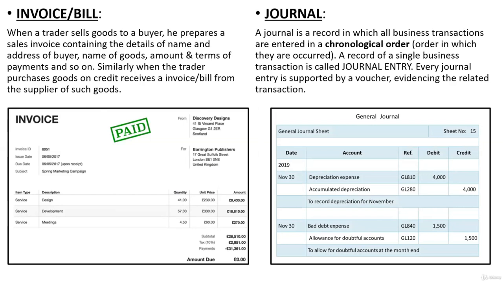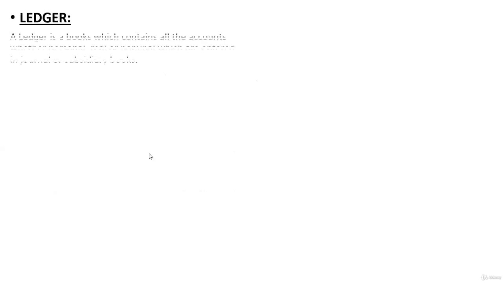It is very important to analyze whether it is in terms of money or not. Each and every transaction that can be calculated or evaluated in terms of money has to be recorded in chronological order, that is, as and when they occur, we have to record them in the journal entry. Now next comes your ledger.